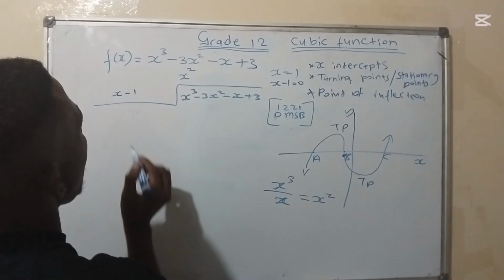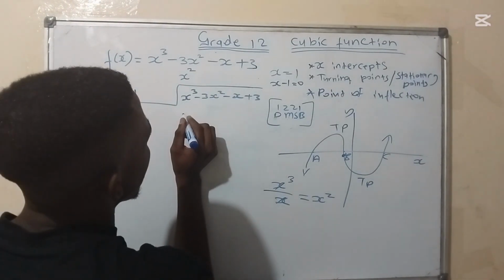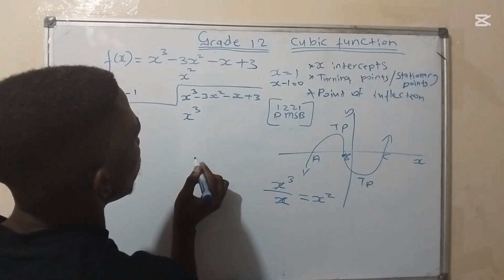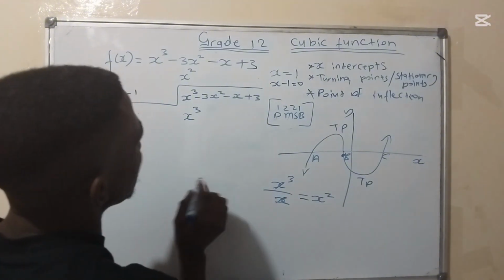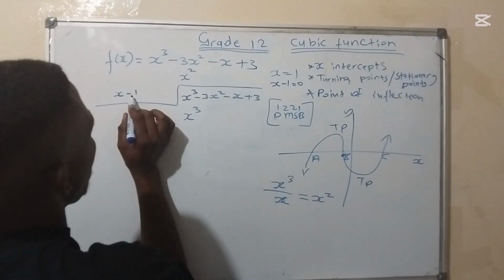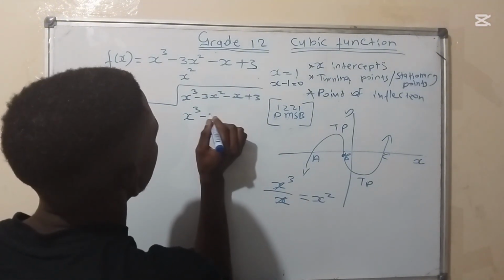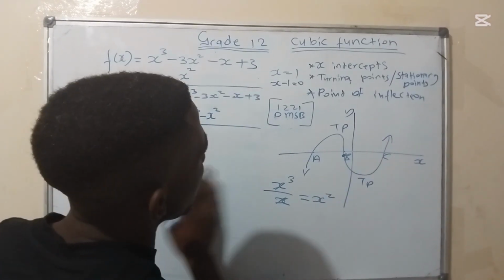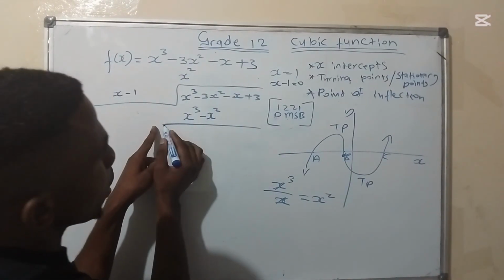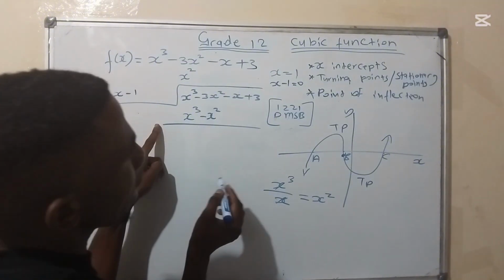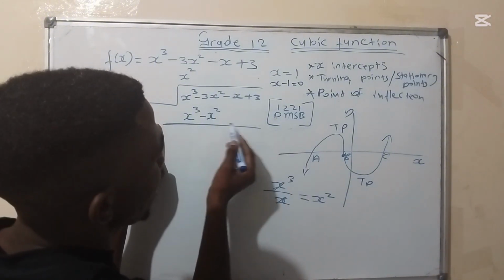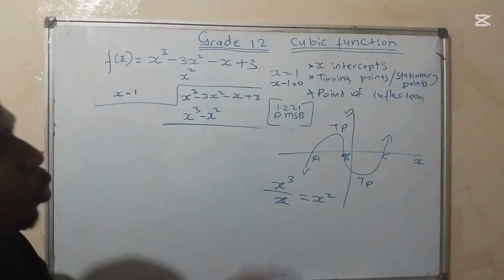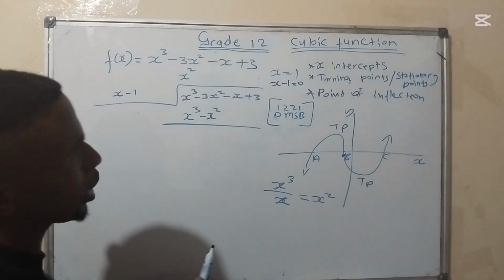Then x squared multiplied by x is x cubed. Then again we have to multiply: x squared multiplied by negative 1 is minus x squared. Now we are just putting a line. Now we have to subtract, right? We have multiplied, now we have to subtract. We are going to subtract how many times? Twice.